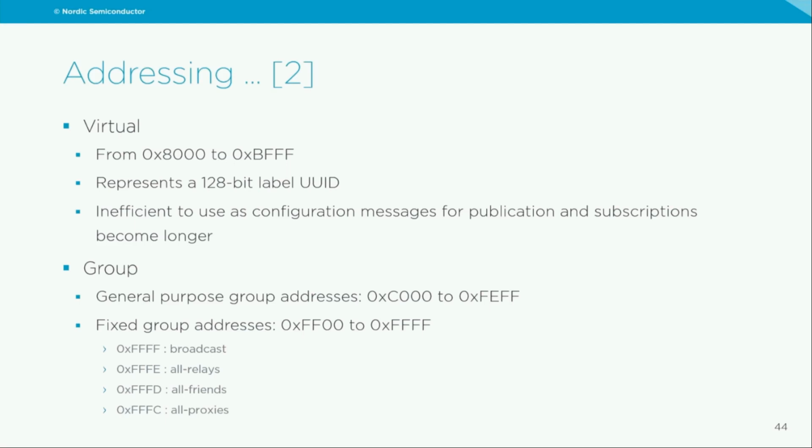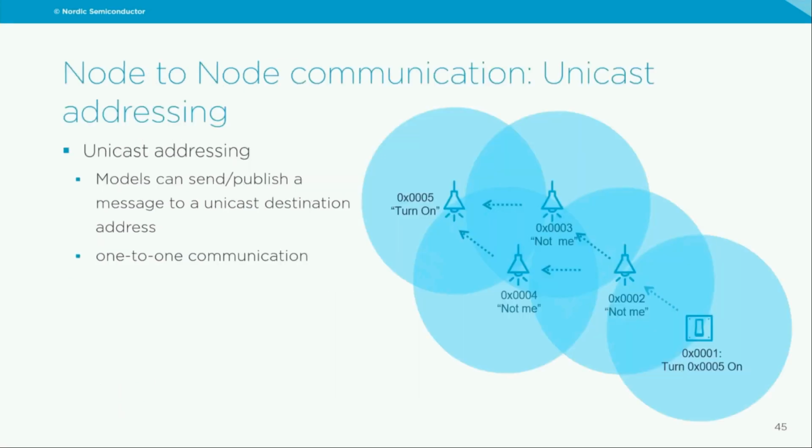Let's see how these addresses are used in practice. The addresses are used to send messages from one node to another. When a light switch wants to send a message to turn on the light at address 5, it generates a message and specifies the destination address as number 5. When the message is received by the neighboring node, which is also acting as a relay, it checks whether that address belongs to itself, and if not, it forwards the message. This way, the message reaches the destination node by propagating over the network via multiple hops.